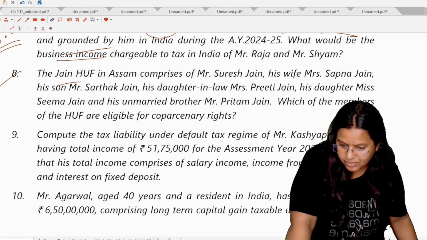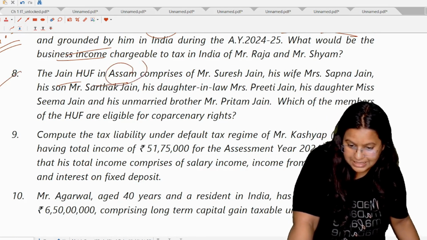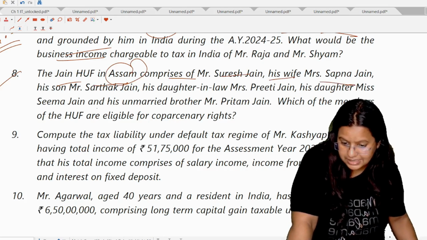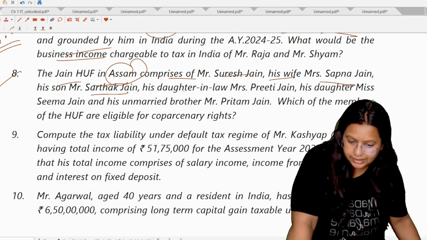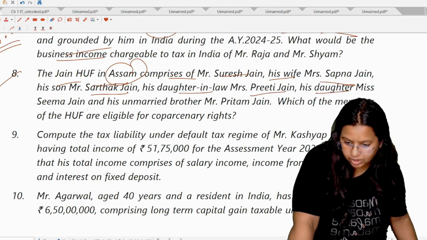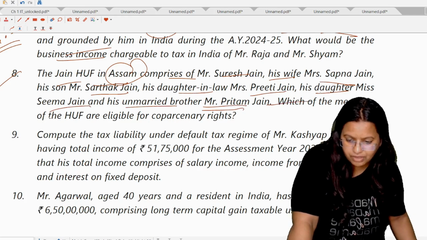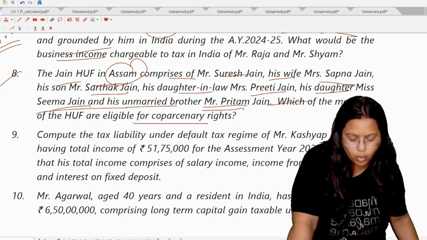Question number 8. The JNHUF in Assam comprises Mr. Suresh Jain, his wife Mrs. Sapna Jain, his son Mr. Sarthak Jain, DIL Mrs. Preeti Jain and daughter Mrs. Seema Jain, and an unmarried brother Mr. Preetam Jain. Which of the members of the HUF are eligible for co-partnership right?